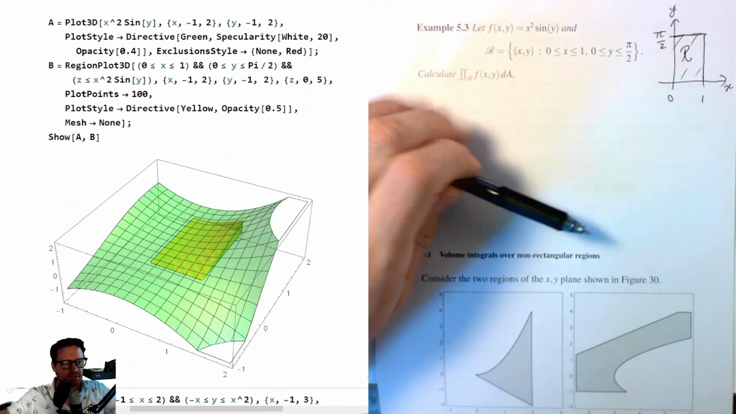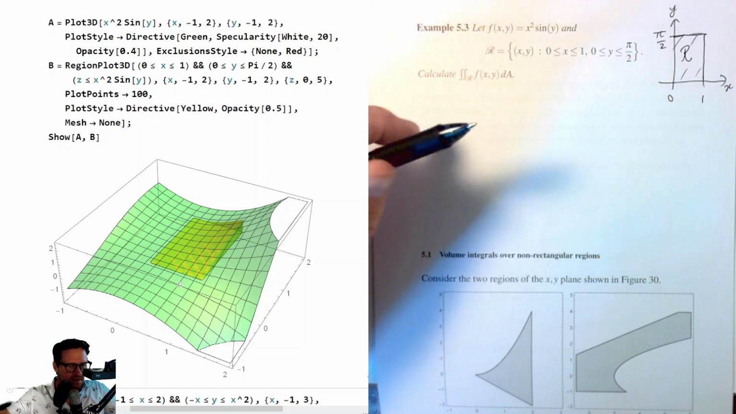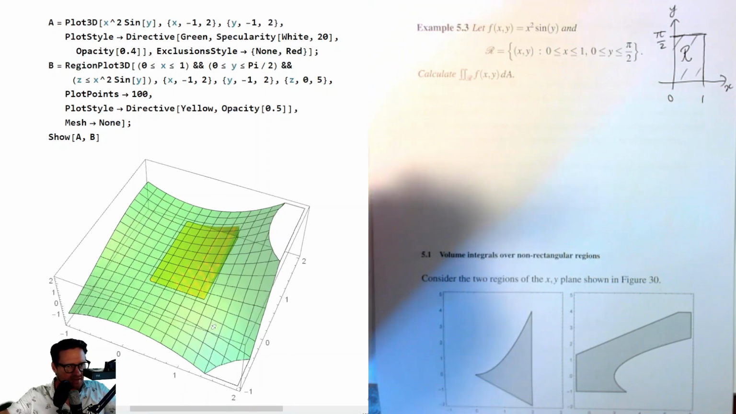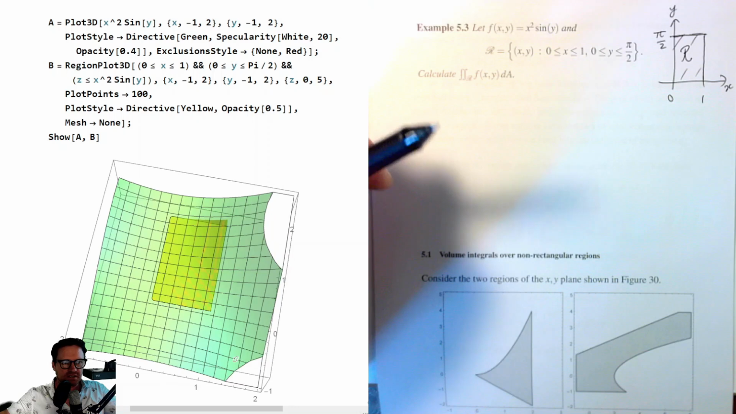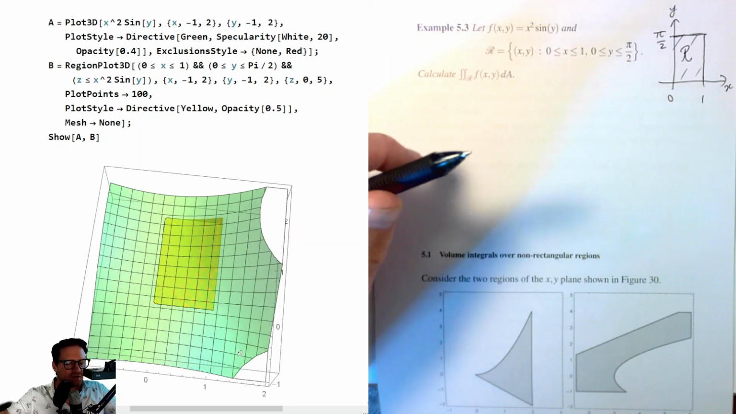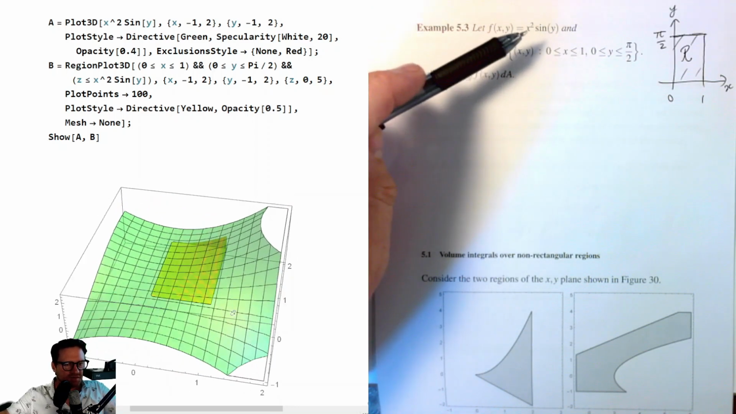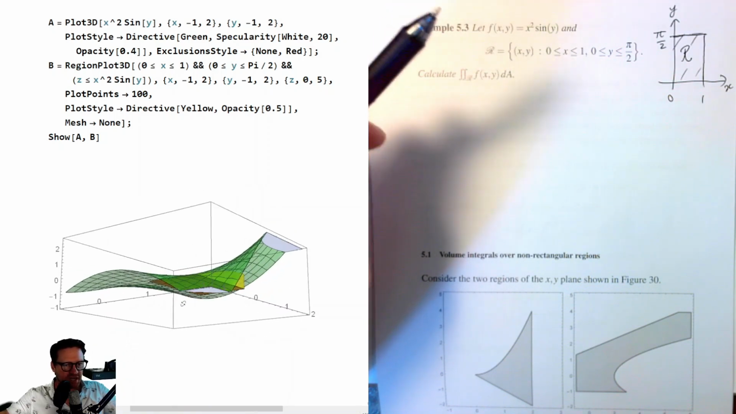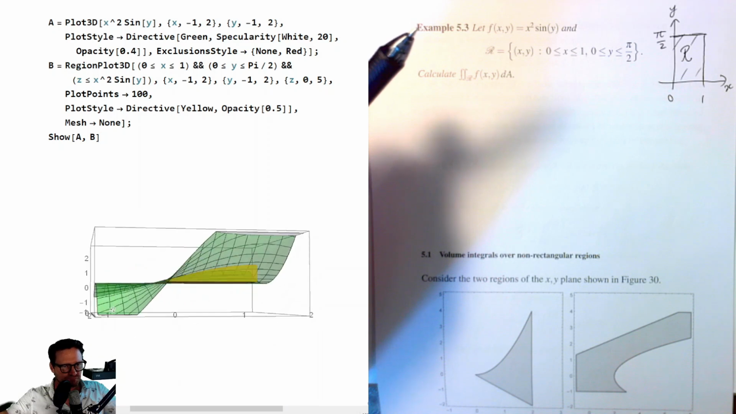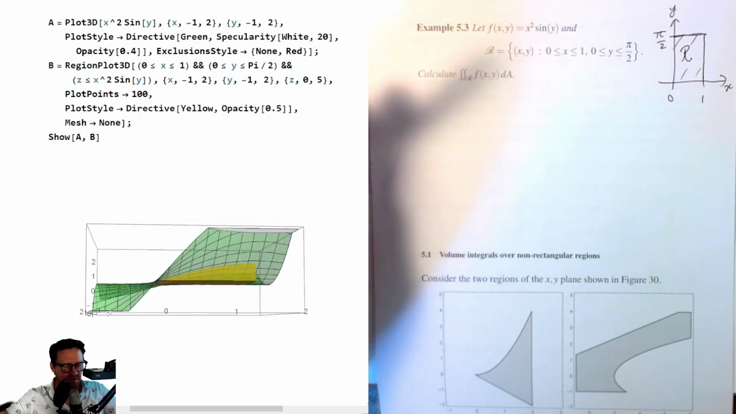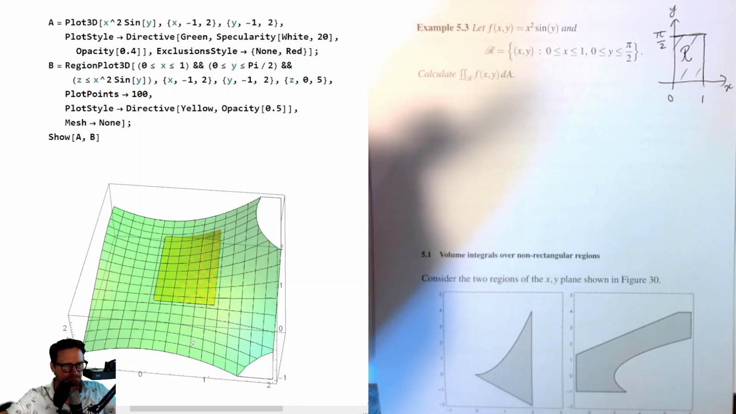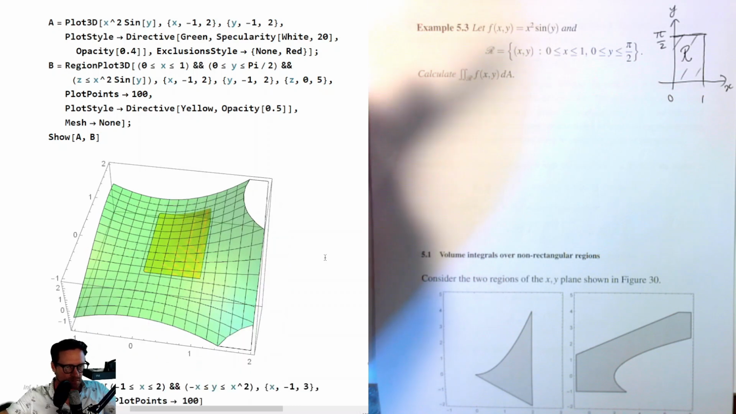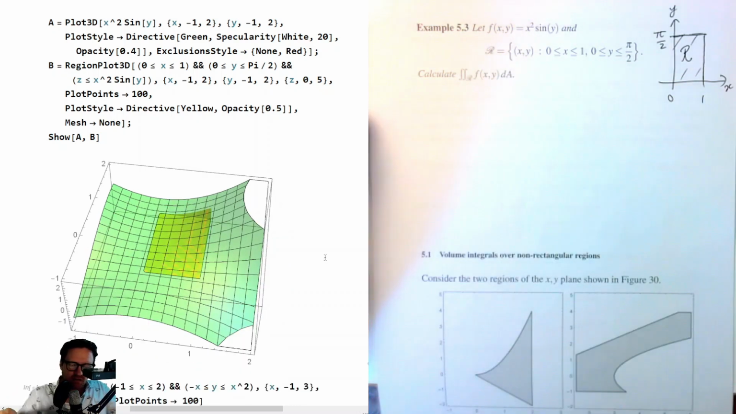All right, so something like this. Okay, so looking from above, you see that that yellow gives us our rectangular region. And we're calculating the volume of this surface between that region. It looks a little wedge-shaped. So it's this little volume under there. Okay, great. So let's calculate.